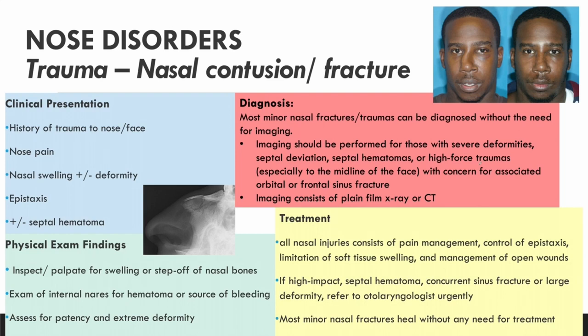So we want to get a good history, figure out how the mechanism of the injury took place. We're looking for nasal pain, swelling, deformity, bleeding, and then always a septal hematoma. On physical exam, you want to inspect, you want to palpate for any bony step-offs. You also want to palpate the orbits because it's all kind of connected in this area. Orbits and maxillae, zygoma, all of that, feeling for any tenderness or step-offs. You want to look inside the nose looking for, again, that septal hematoma, or if there is bleeding, you want to try to find the source of the bleeding. And you can assess for patency. You can imagine with a deformity like this that you might have decreased patency.